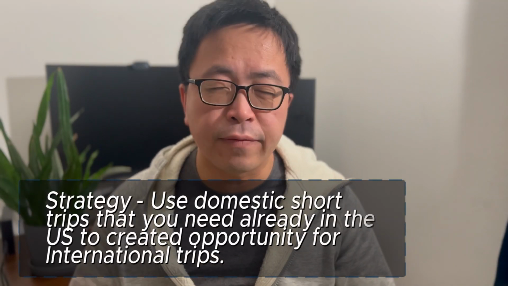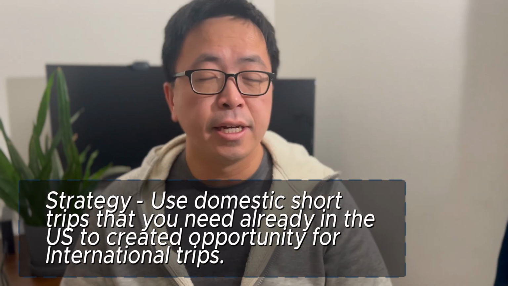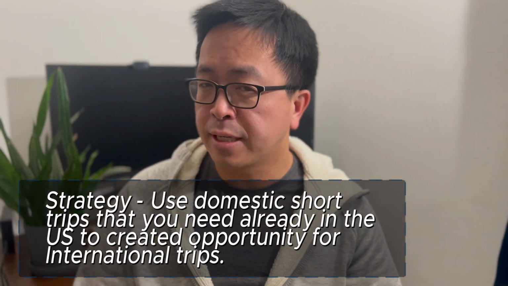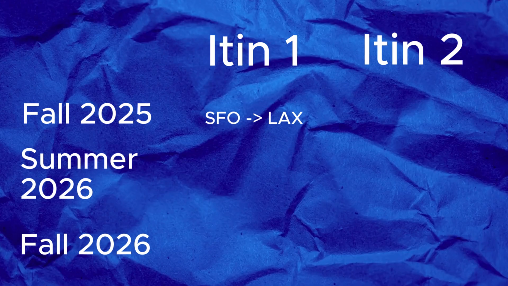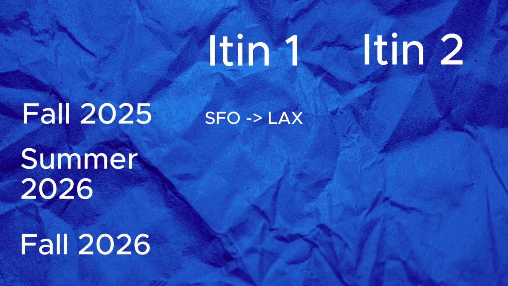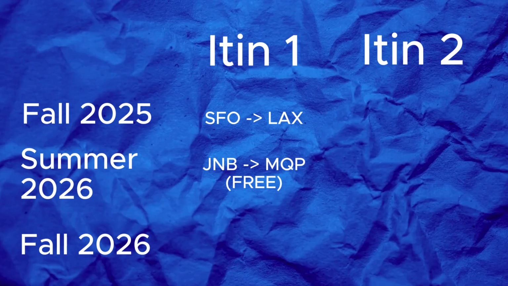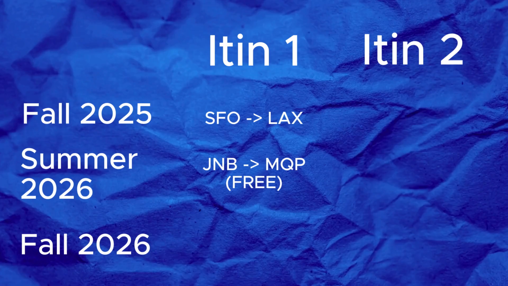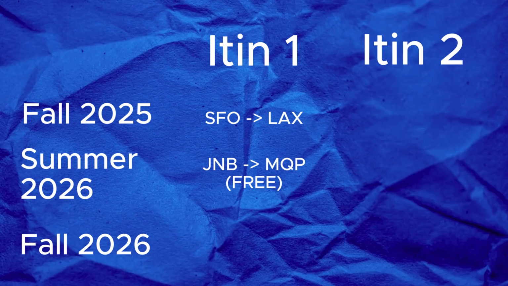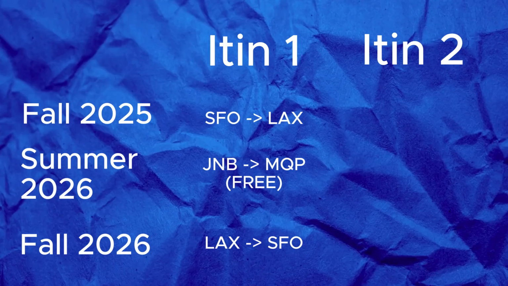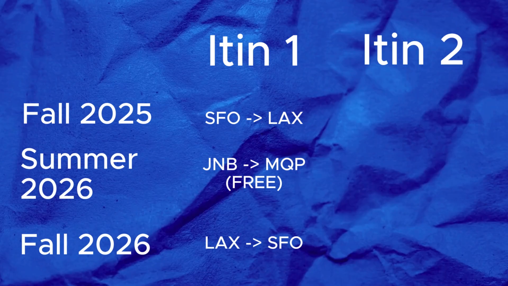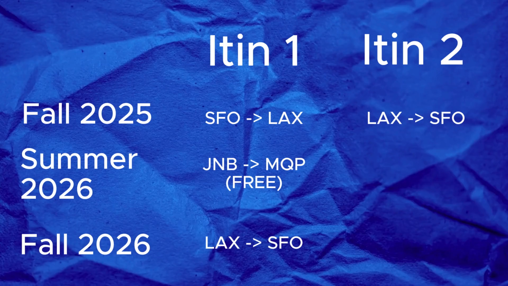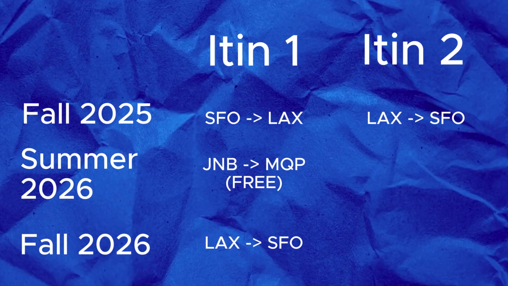For a family that travels a little bit for travel sports, this would easily be covered using domestic short hops. My first itinerary would be SFO to LAX for 6,800 points, say fall of 2025. And then I can have the Excursionist Perk used for Johannesburg to MQP. Then for the closing out segment, I would use LAX to SFO for some time further in 2026. Then for itinerary number 2, I would use LAX to SFO for 2025.